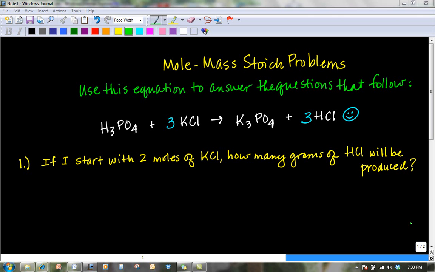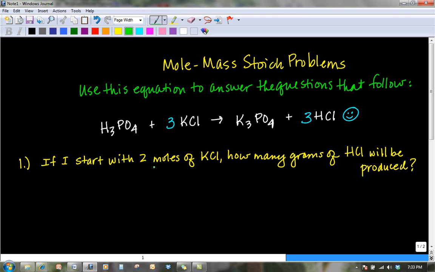Okay, everyone, welcome back. This is the demonstration of how to solve mole-mass stoichiometry problems. I'm using the same equation from the last video. We know that it's already balanced, so that's why I've got that little smiley face there. And my question is, if I start with 2 moles of potassium chloride, or KCl, how many grams of HCl will be produced? Well, right away, I notice that this problem is a little bit different.